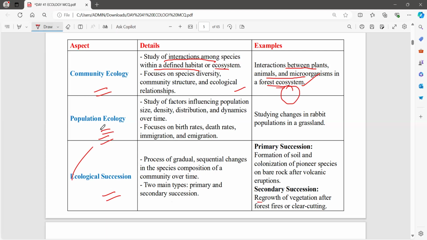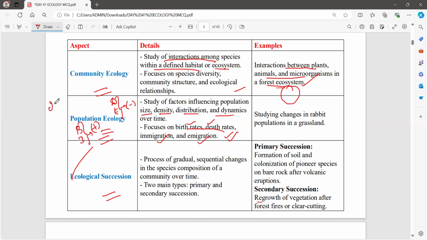And population ecology means the factors which influence the population, like birth rate, death rate, immigration and emigration. These are the factors affecting the population size. You should know that birth rate and immigration always lead to an increase in the population. Death rate and emigration always lead to a decrease in the population. This is an important thing you have to remember. Also there are factors like population size, density, distribution, and dynamics.